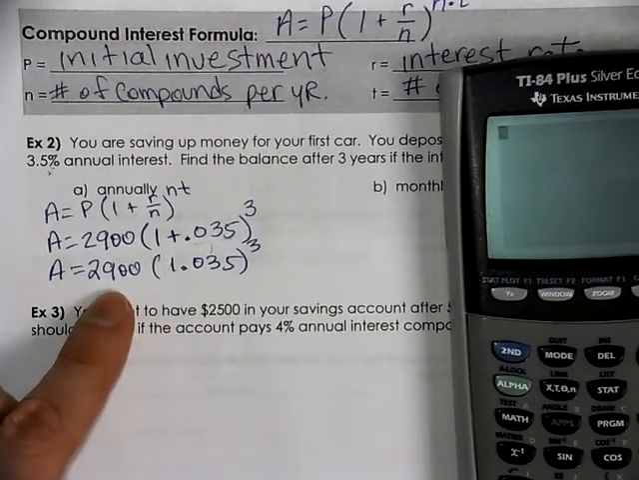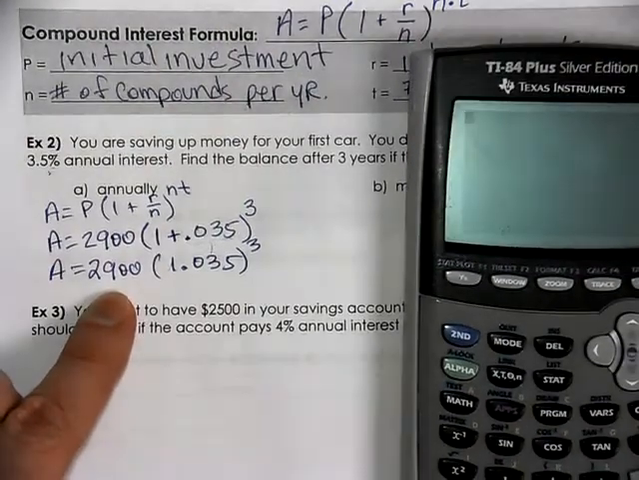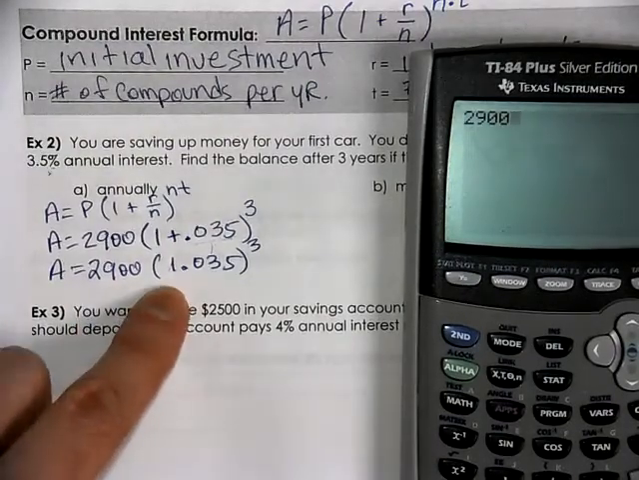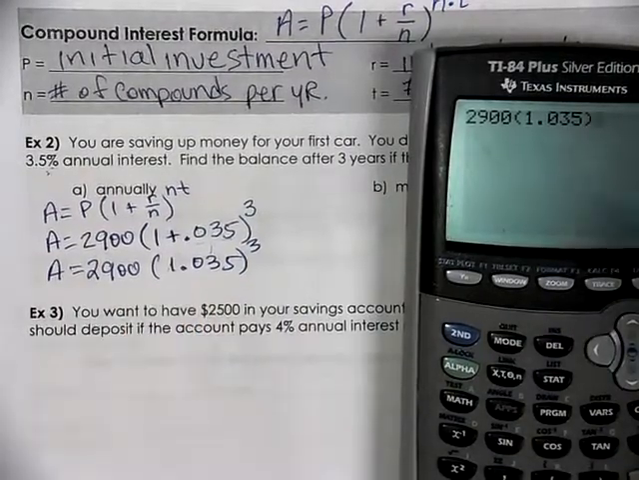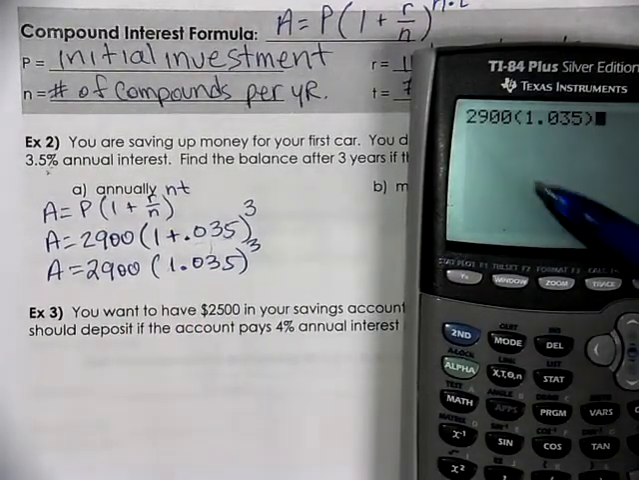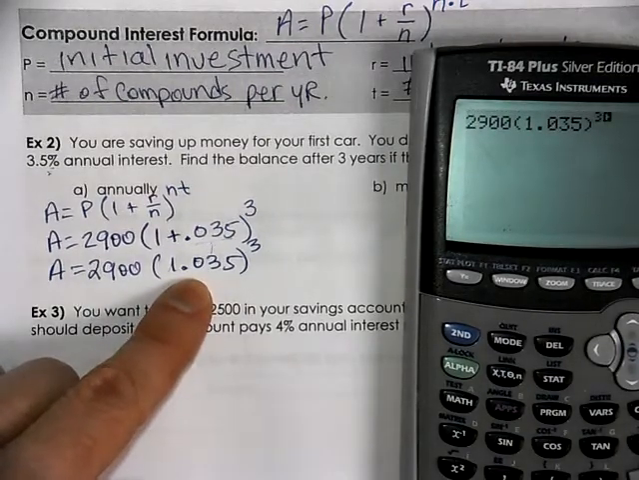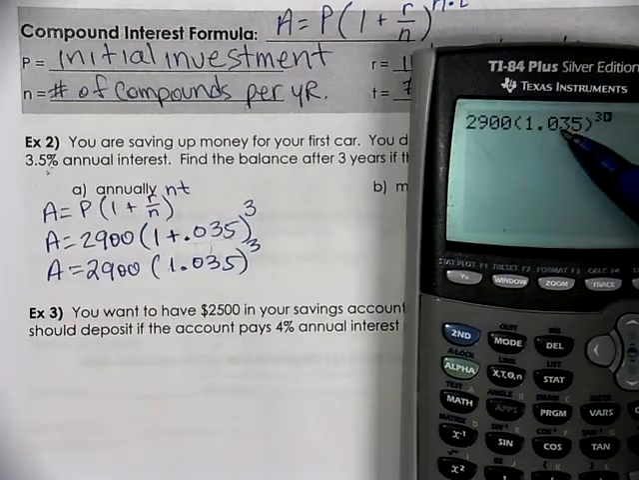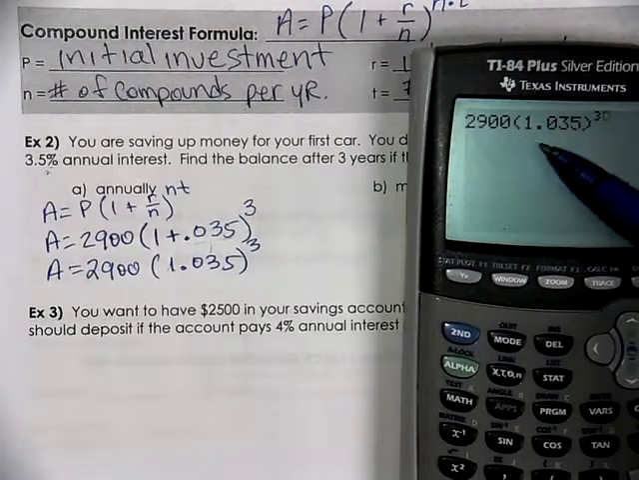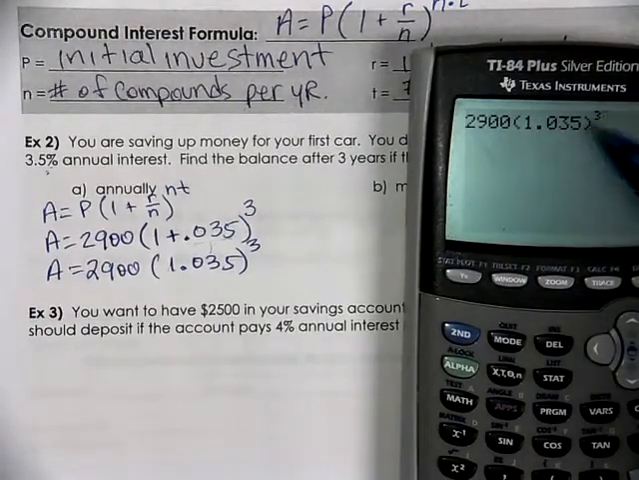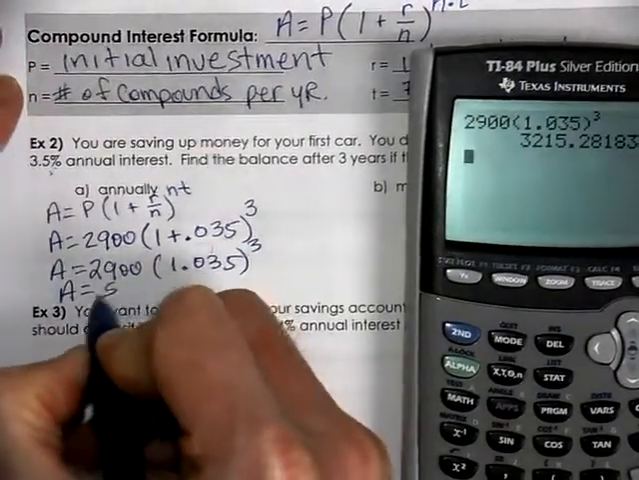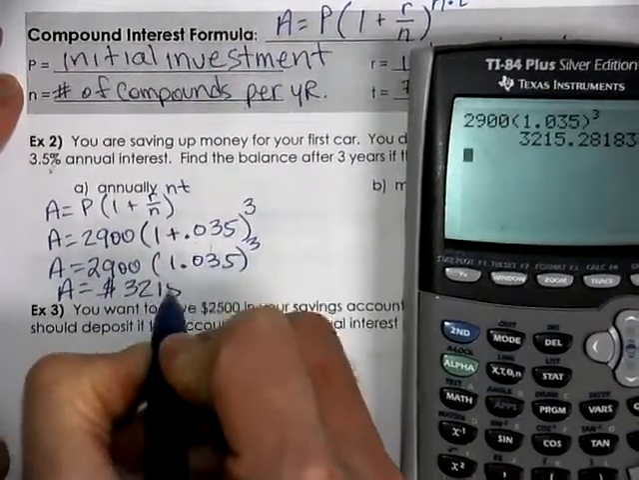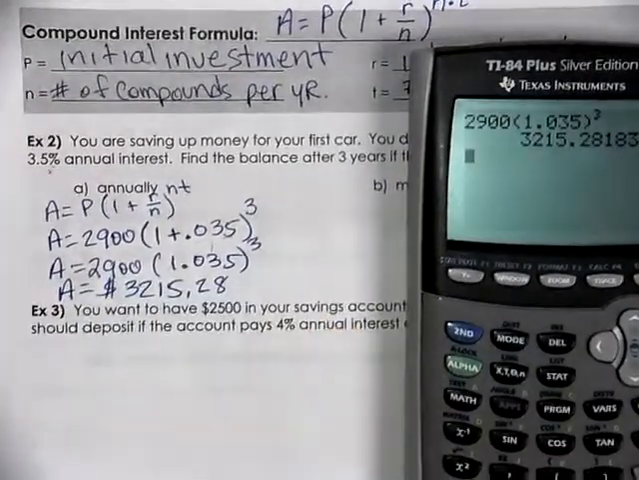So now we're going to type this into our calculator. We have 2,900. We use our parenthesis 1.035 because we're taking our 3.5% and writing it as a decimal. And we're going to raise this to the third power. 3.5% is over 100%, so 1.035 to the third power times the 2,900 gives us 3215.28.